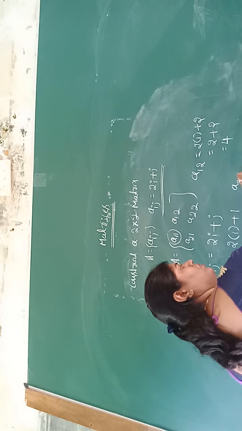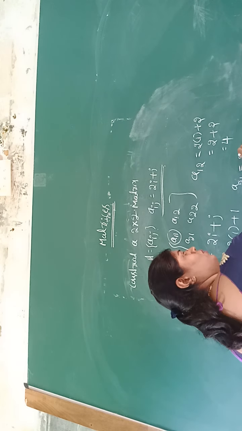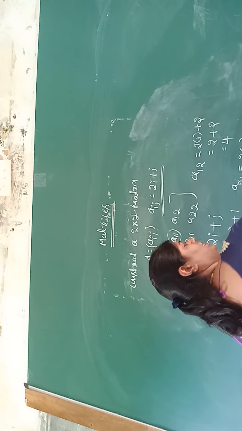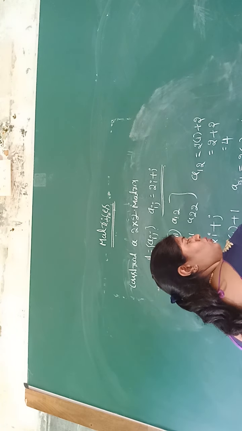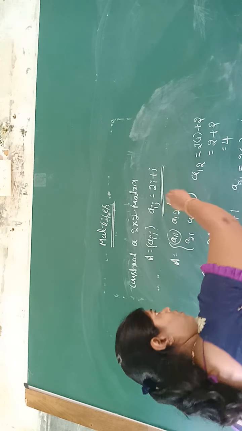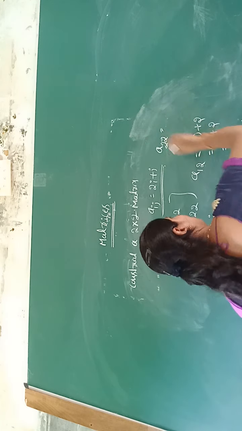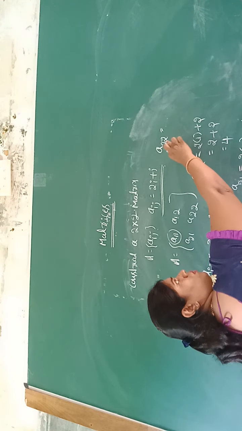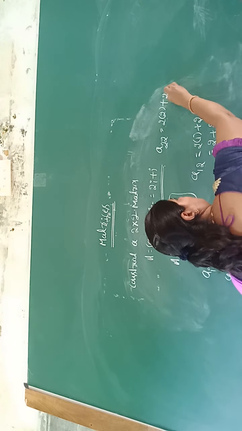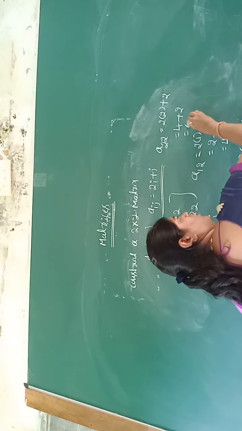Next, A21 is the element. We have to substitute here: i is equals to 2 plus j is equals to 1. So 2 twos are 4 plus 1, which is equals to 5. So last one, A22. Here i is 2, j is 2. 2 of 2 plus 2, which is 2 twos are 4 plus 2, which is equals to 6.